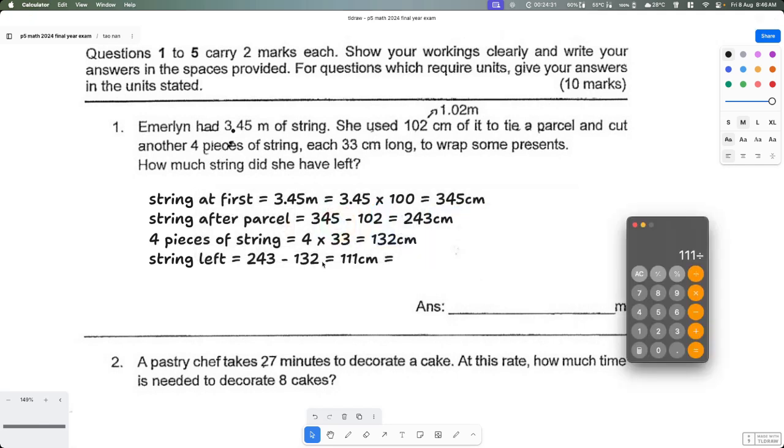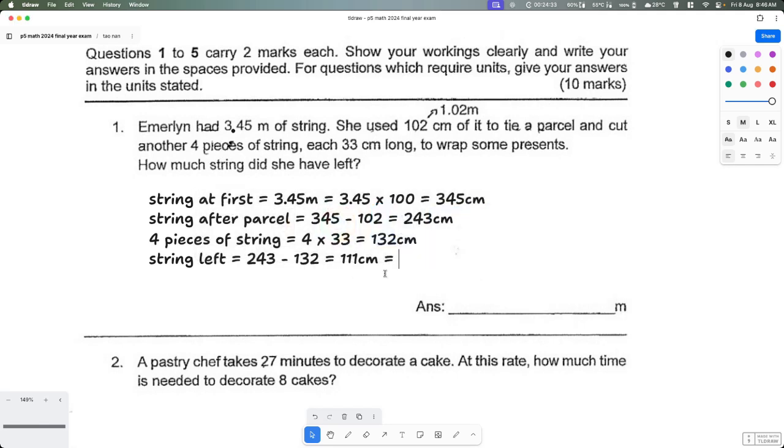Which is equal to how many meters? Then we divide it by 100. This will be 1.11 meters. So that's the answer, 1.11 meters. Here you go. Very nice answer. Okay, let's move on to the next question.